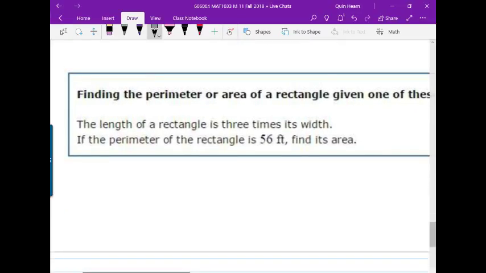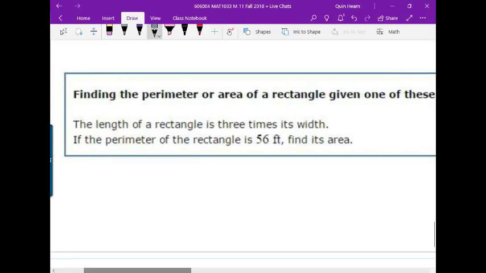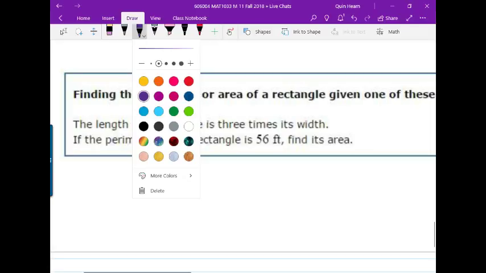All right, now we're going to look at a slightly different topic. This is going to be the last exercise we do today. The topic is word problems involving perimeter and area. Some of these word problems result in linear equations and some of them result in quadratic equations. It just depends on the information that's given. So let's look at this one.